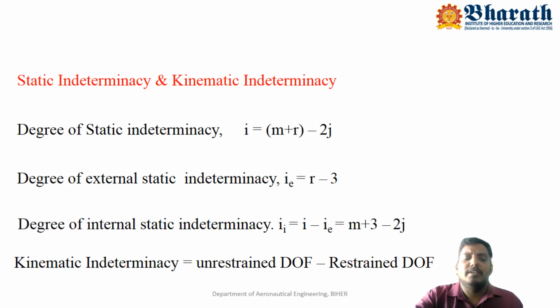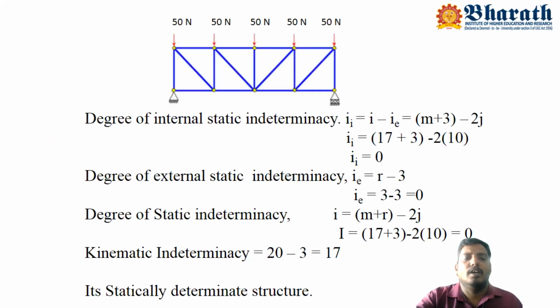One more indeterminacy is called kinematic indeterminacy. It means the minimum independent quantities required to describe the displaced shape of the structure. The kinematic indeterminacy is equal to the unrestrained degrees of freedom minus the restrained degrees of freedom. Now look at the given structure: how do we find its degree of static indeterminacy?